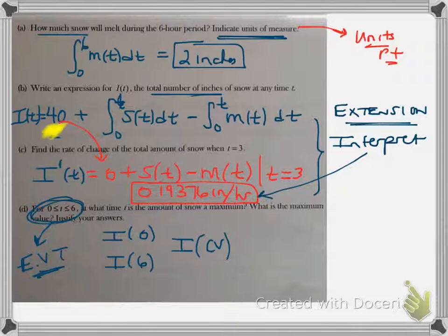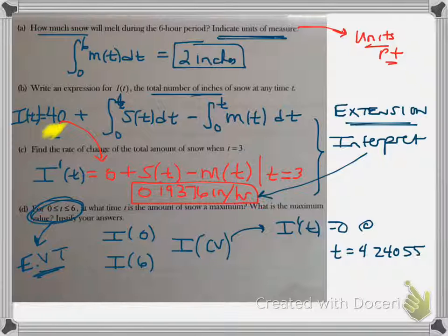And it just so happens that there is a critical value when I prime is equal to 0, and that occurs at t equals 4.24055. And so you may have students who realize that this is exactly when the rate at which the snow is melting is equal to the rate at which it's being added. And so once we test all of these out, what turns out happening here, and you can kind of do it on your own, is that we started with 40 inches of snow at 0.